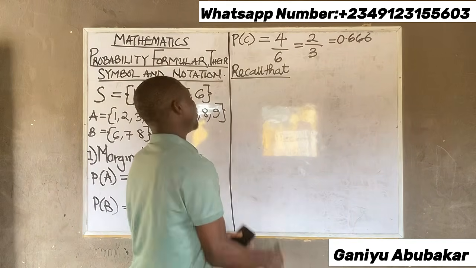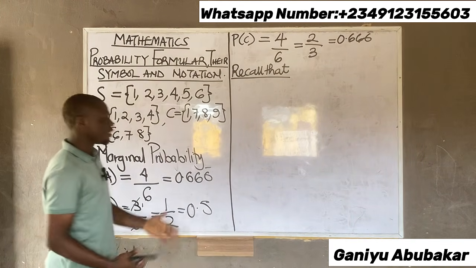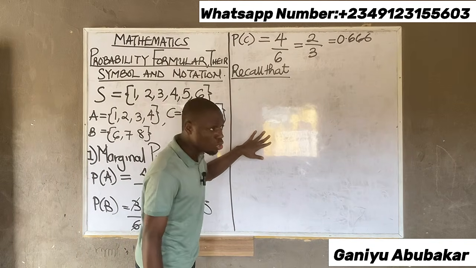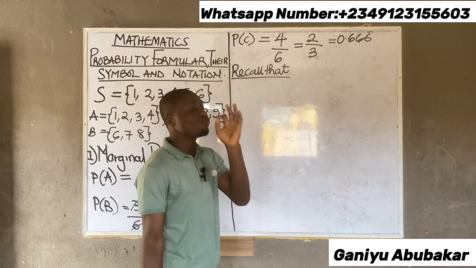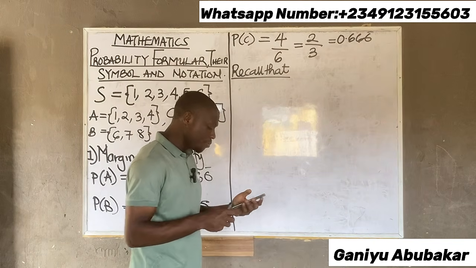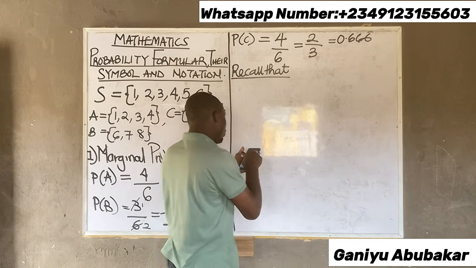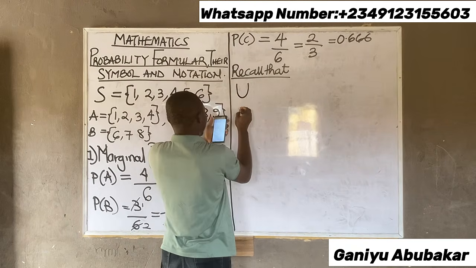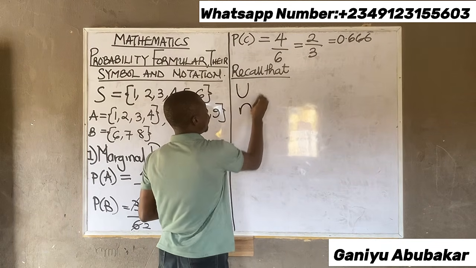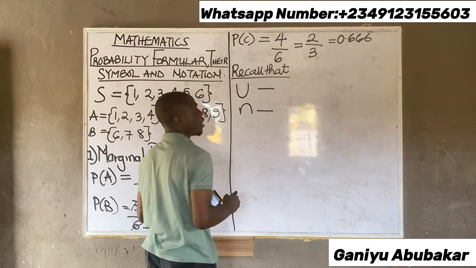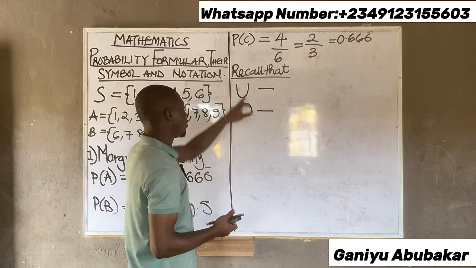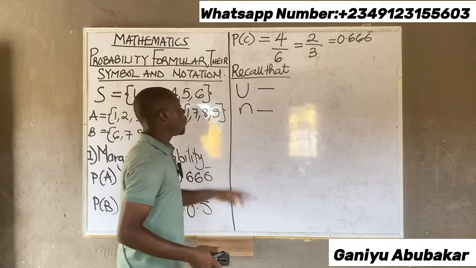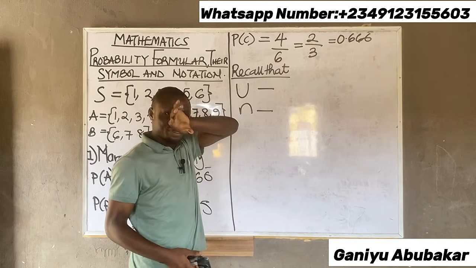Now, let's recover something. Number 1 here is done. Number 2 is union probability. Before I teach you number 2, let's do a quick revision. We already know some symbols very well. If I have this in set, and I have this in set, what do we call this symbol? Who can remind me?